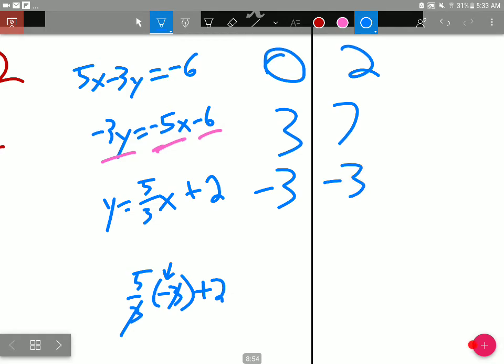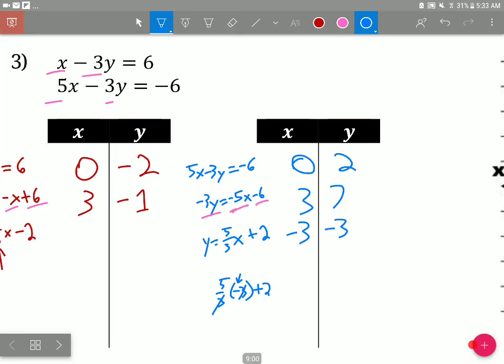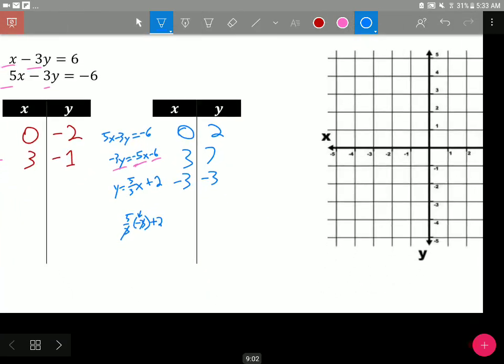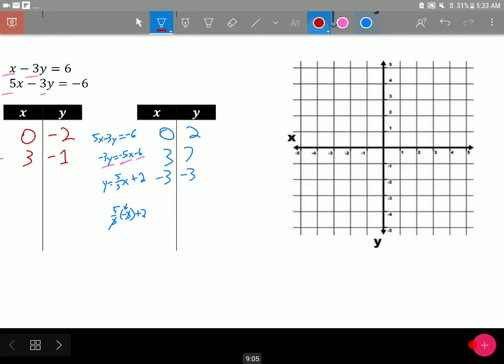All right, that's what happened there. Okay. All right, let's graph this puppy. So I got my points. There we go. I got 0, negative 2, 3, negative 1. So this one looks like that. The other one is 0, 2. And then 3, 7 was way off the chart. So I'm going to go negative 3, which is down here.